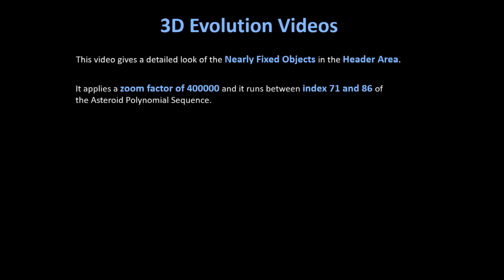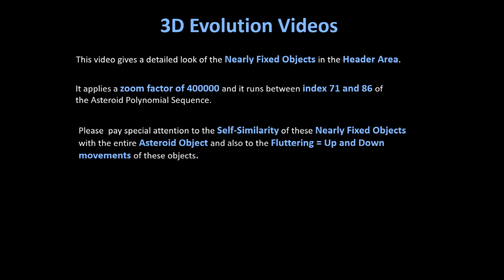This video gives a detailed look of the nearly fixed objects in the header area. It applies a zoom factor of 400,000 and it runs between index 71 and 86 of the asteroid polynomial sequence. Please pay special attention to the self-similarity of these nearly fixed objects with the entire asteroid object and also to the fluttering, equal up and down movements of these objects.